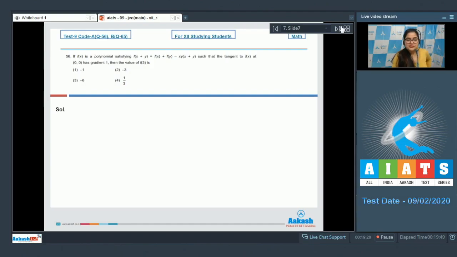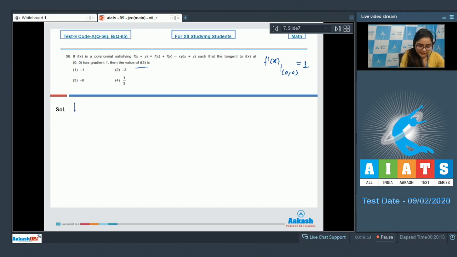56. If f of x is a polynomial satisfying f of x plus y is equal to f of x plus f of y minus xy, such that the tangent to f of x at (0, 0) has gradient 1, then the value of f of 3 is. So according to the question, f dash x at (0, 0) is equal to 1. Now we have to calculate the value of f of 3.